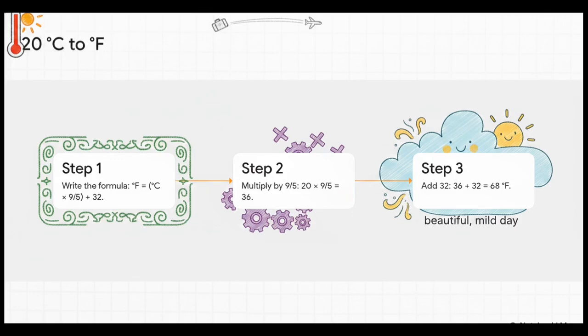Step 1, we write out our green formula. Fahrenheit equals Celsius times 9 over 5 plus 32. Step 2, we multiply first. 20 times 9 is 180, and 180 divided by 5 is 36. Step 3, we just add our 32. 36 plus 32 gives us 68 degrees Fahrenheit, a totally beautiful mild day.